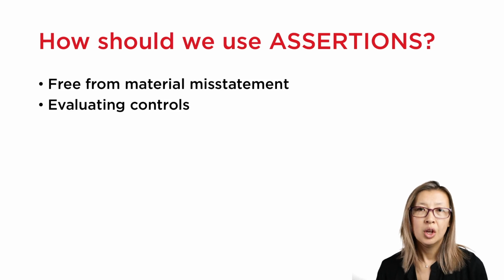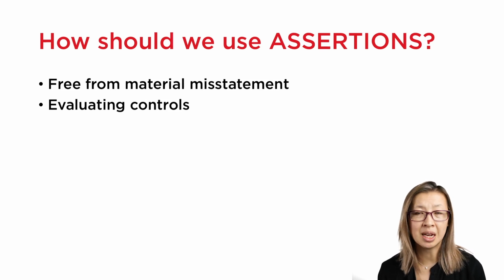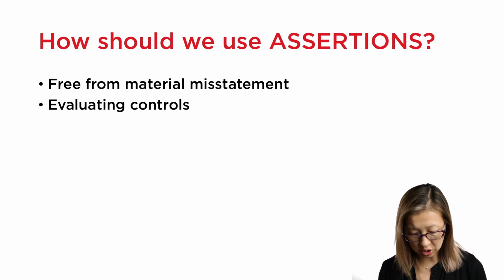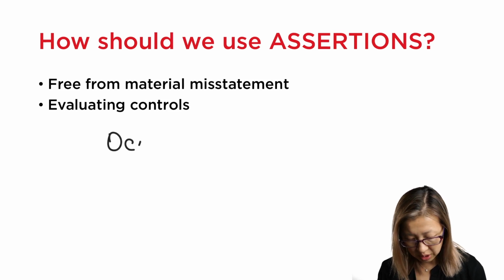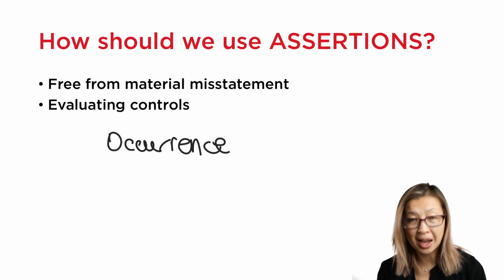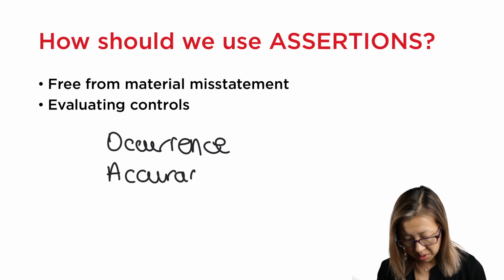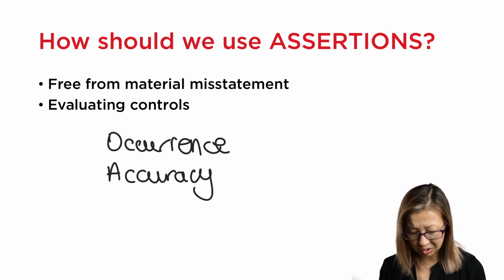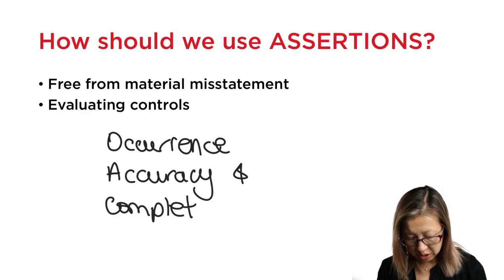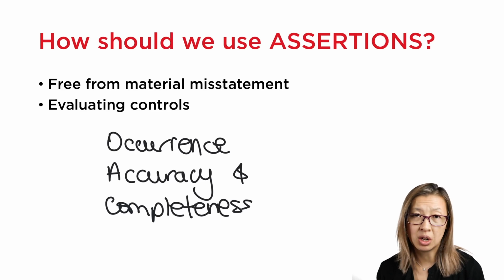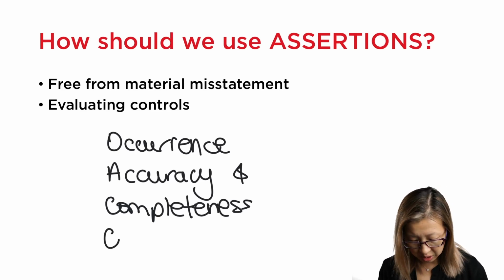It's true and fair. So the way that we can use our assertions in regards to evaluating internal controls is that we can check whether there are controls to meet each of our particular assertions. For example, looking at revenue transactions here, we want to make sure that there is a control to make sure that every transaction really did occur. I want to make sure that there is a control to make sure that each of my transactions is recorded accurately at the correct dollar amount. I also want to make sure that there is a control to make sure that all of my transactions have been recorded in the correct period.